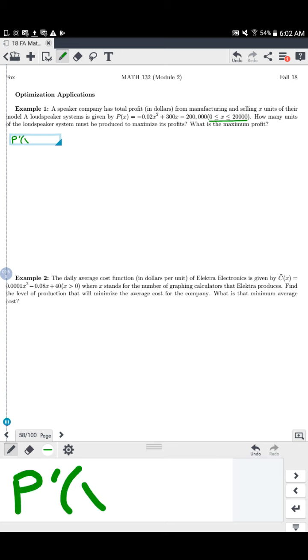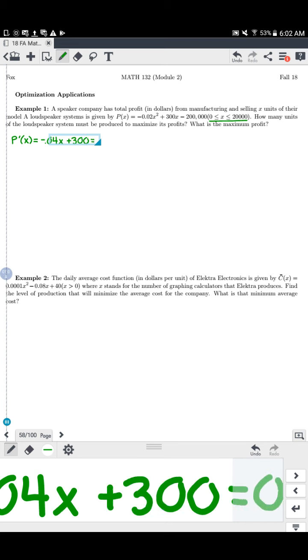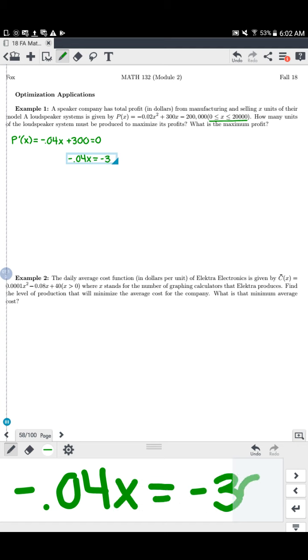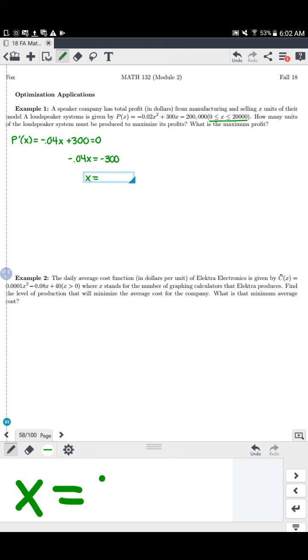So I'm going to take the derivative, P prime of x, which is going to be negative 0.04x plus 300. I'm going to set that equal to 0. And I'm going to solve for x by subtracting 300. Negative 0.04x equals negative 300. And then I'm going to divide by that negative 0.04. So the x value that I get when I plug in is 7,500.